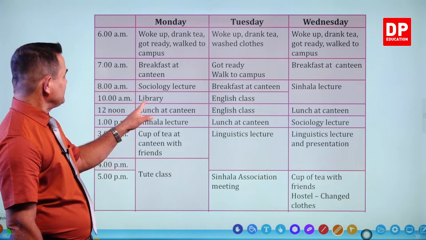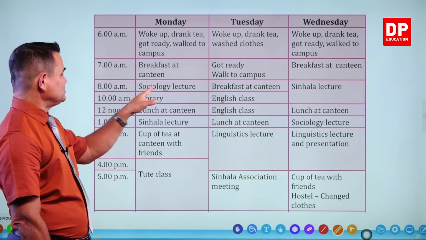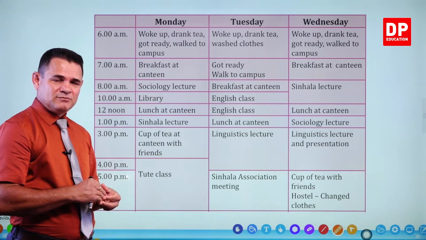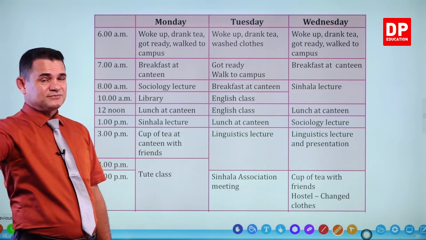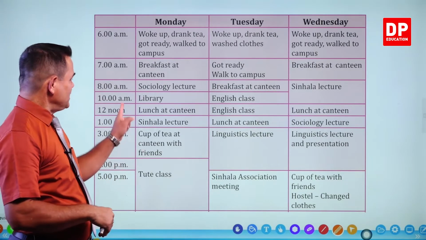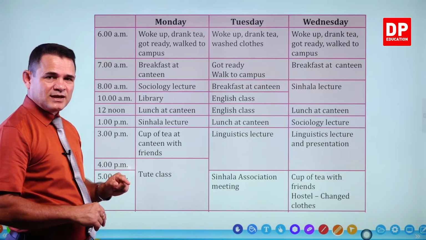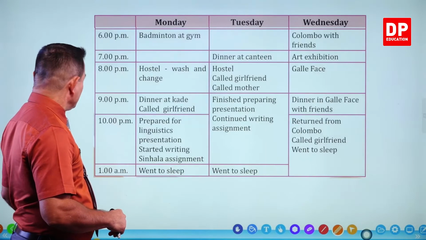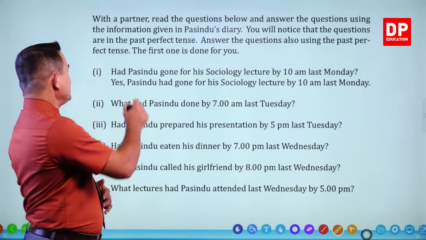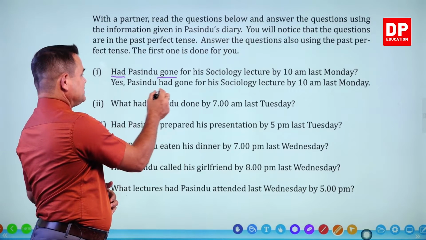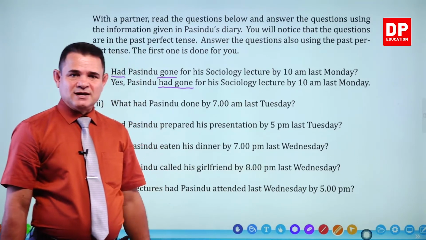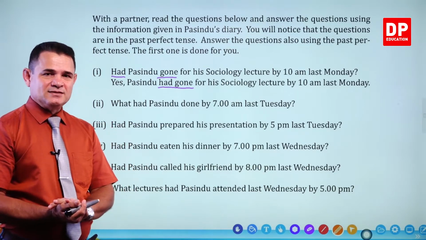Now 10 a.m. An event that happened before that. We learned past perfect means past and before past. That is why this question is in the past perfect. Had he gone? Yes. When you look at the timetable, you can give the answer. So then what is the answer? Yes, Pasindu had gone for his sociology lecture by 10 a.m. last Monday. Use past perfect and answer.